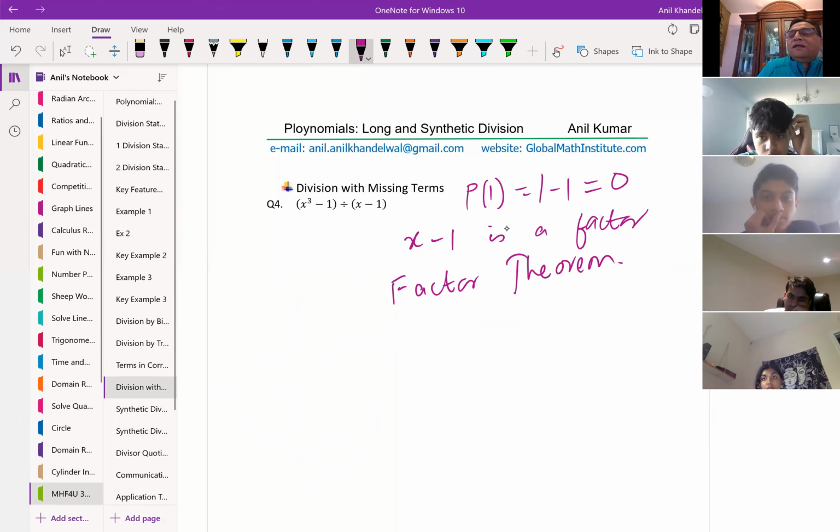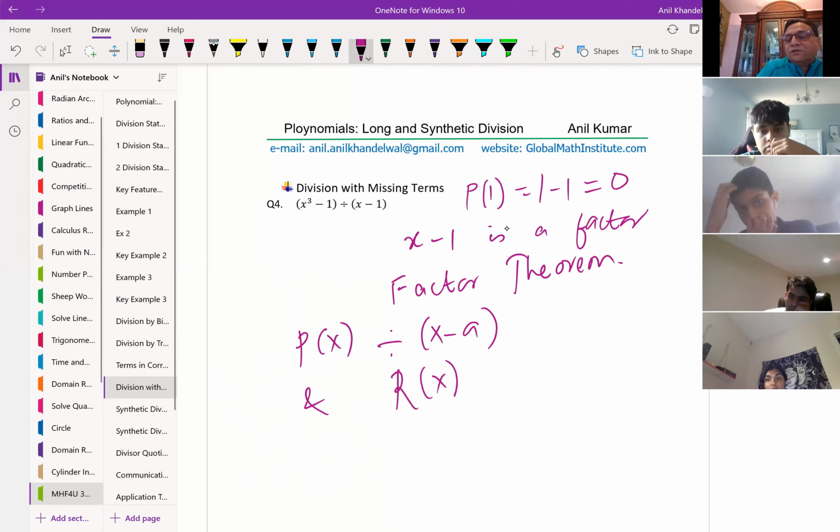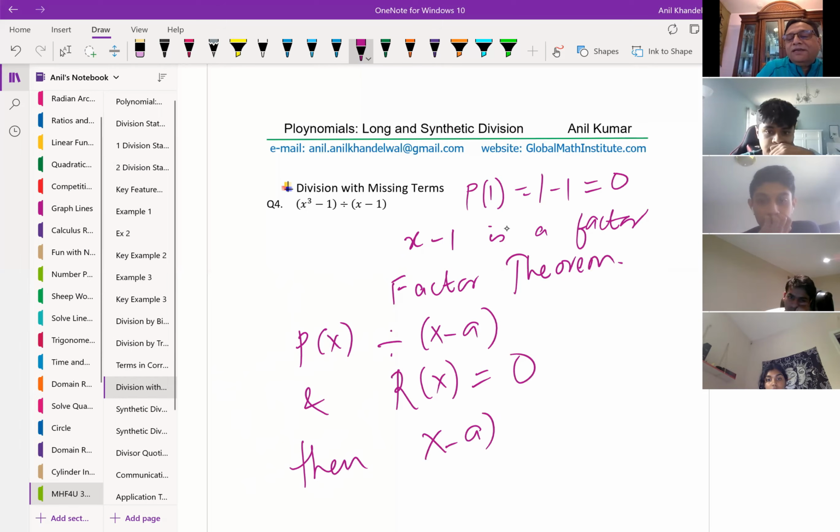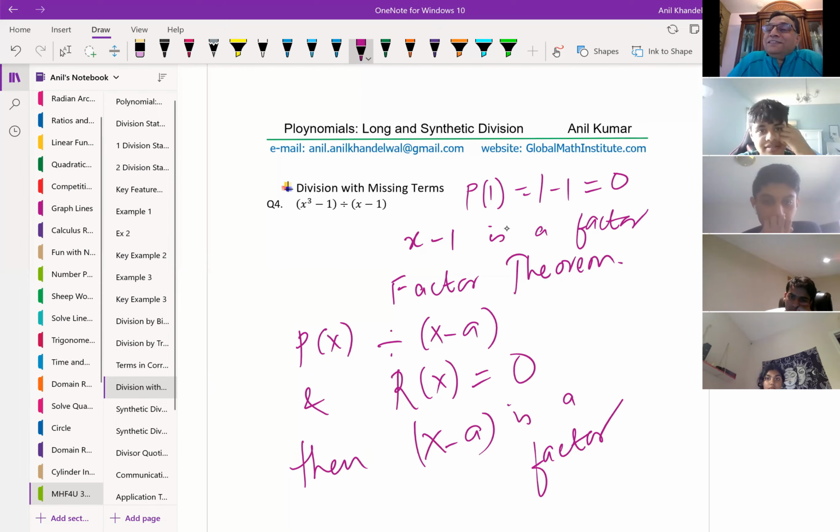It says that if any polynomial p of x is divided by x minus a and the remainder r of x equals 0, then x minus a is a factor. Simple as that. Is this clear to everyone? You didn't have to solve it at all. We will solve, don't worry, but we can say without solving that x minus 1 is a factor. Okay, very good.